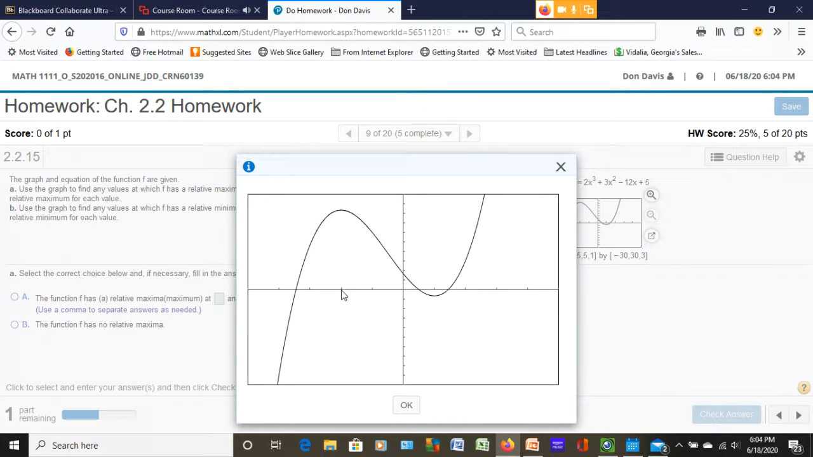And what is the Y value there? Well, we'd have to count these up, wouldn't we? 3, 6, 9, 12, 15, 18, 21, about 24, I think. But wait, I got my calculator over here.